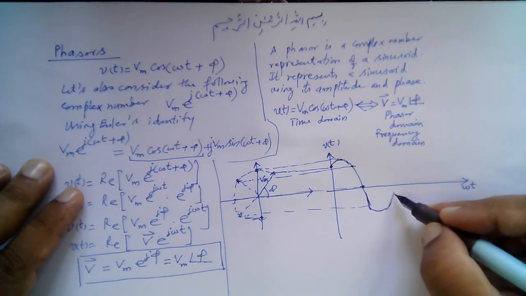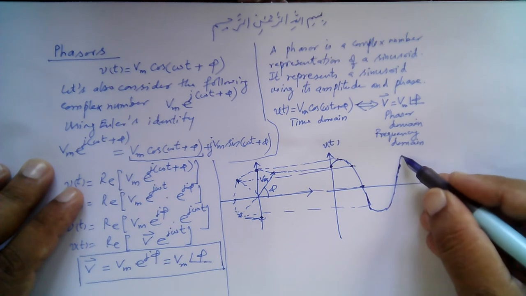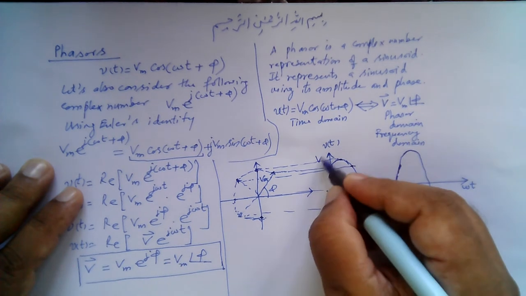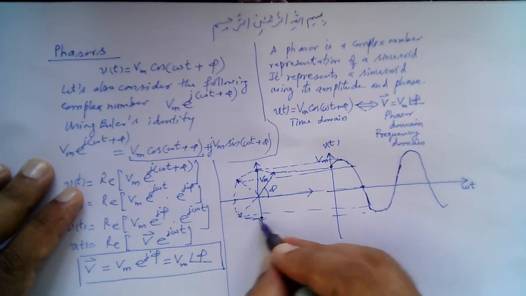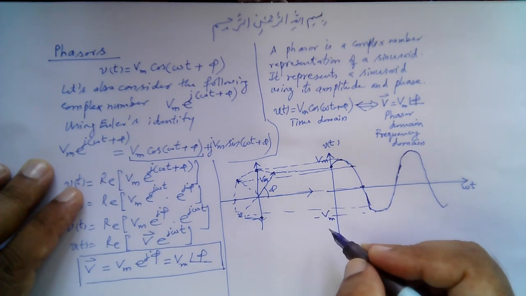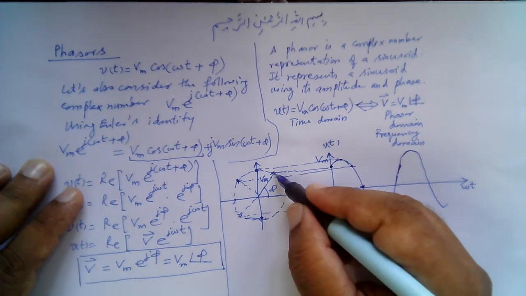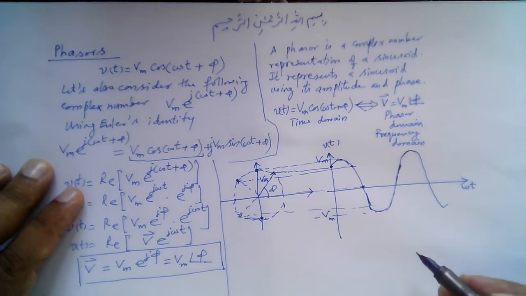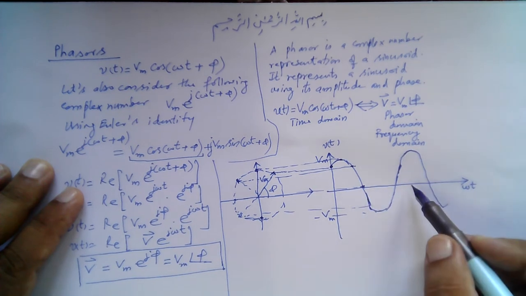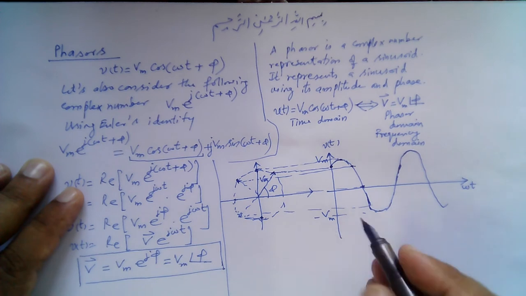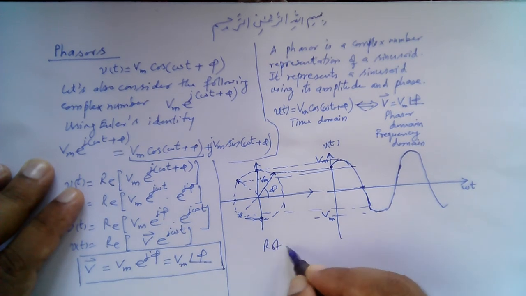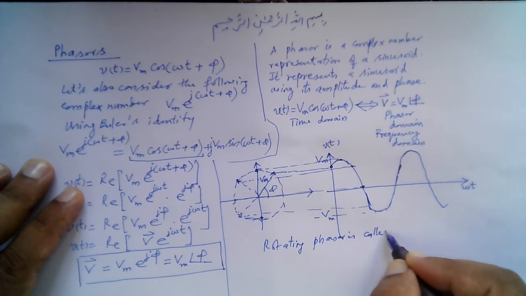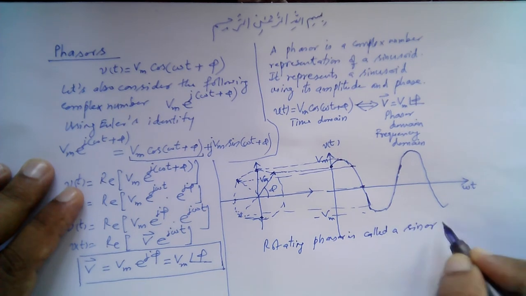So when it's rotating, you see, we get a projection on the horizontal plane like this, which is a sinusoid again. So this is a Vm here, and this is a minus Vm here. So this rotating phasor at angular speed omega in the counterclockwise direction traces a sinusoid on a horizontal plane. So this rotating phasor is also called a sinor. Rotating phasor is called a sinor, right?